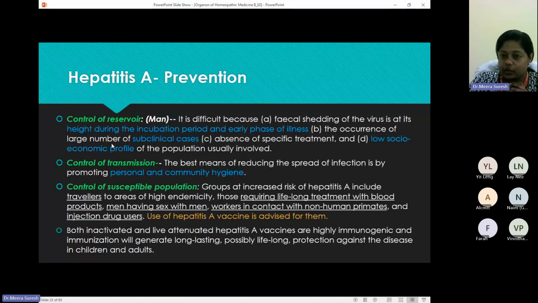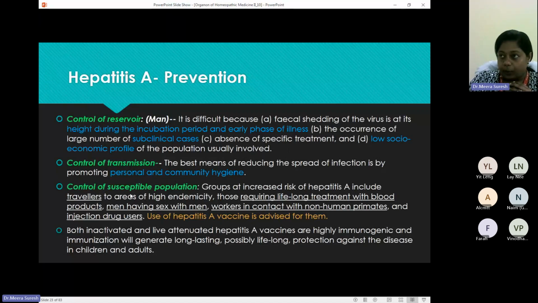So the control of the reservoir or termination is not possible because of these reasons. Then how can we control the transmission? The best means is by maintaining personal and also community hygiene, because the main reason is fecal-oral route transmission. So maintain personal and community hygiene.